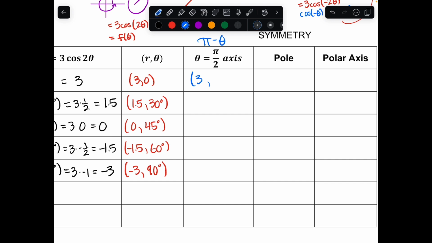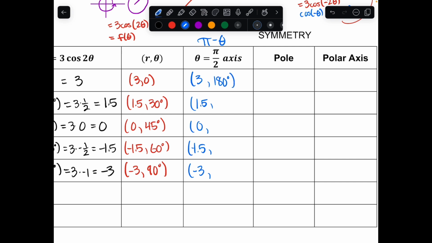So we have 3, we have 1.5, we have 0, we have negative 1.5, and we have negative 3. The only thing that's going to change is our angles. So let's do pi minus these angles. Pi minus 0 is just going to be pi, so it's 180 degrees.